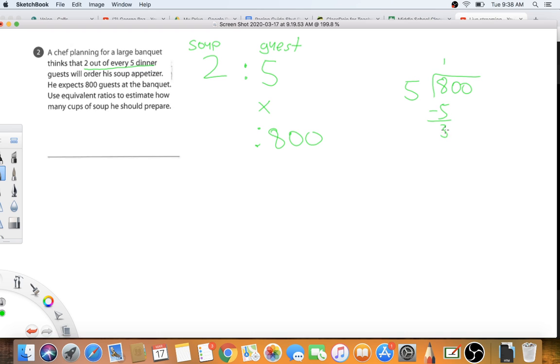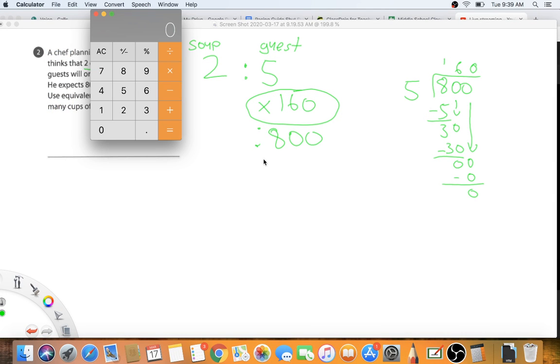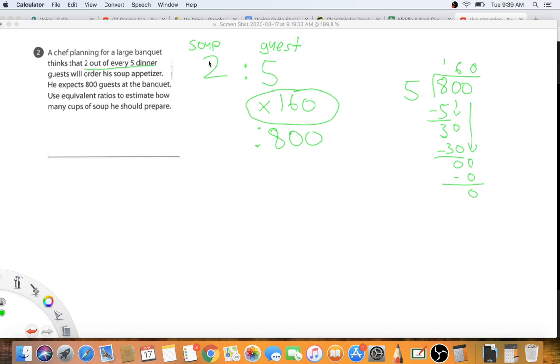Now, if I do 800 divided by 5, I'll do this a little quick just because we've gone over this already last year. And if you need help with this, I can show you a little tutorial next time. That means that if I multiply 5 times 160, I should get 800. Let's see if I'm right or wrong. So 5 times 160 gives me 800. Hey, cool.